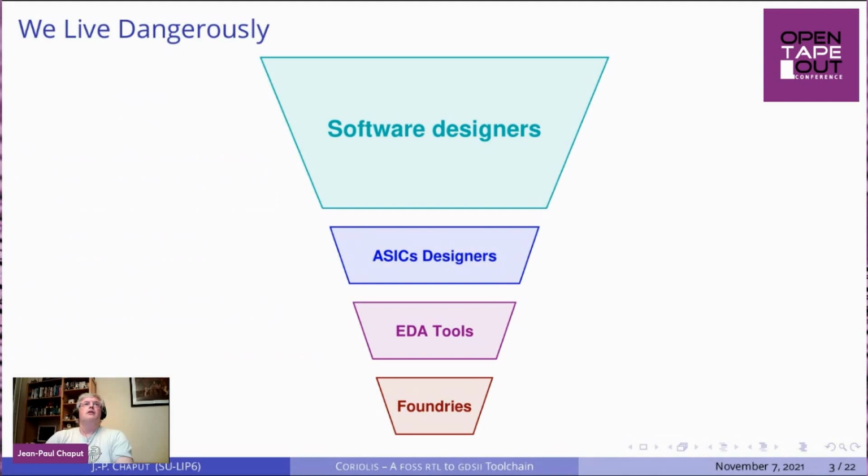So, the first thing is that I think we live dangerously, in the sense that the ASIC industry is not a straight pillar, but more an inverted pyramid. I talk in the sense of the number of people involved. You have tons of software designers. You have one order of magnitude fewer ASIC designers, and even fewer EDA tools. The number of EDA tools is maybe 4. You have 4 commercial EDA tools.